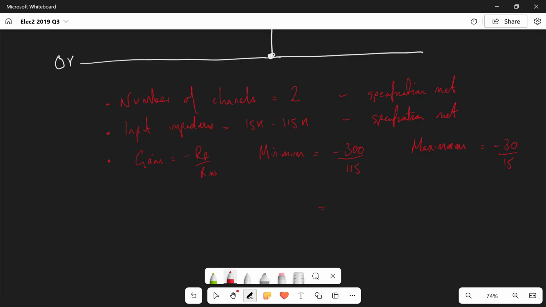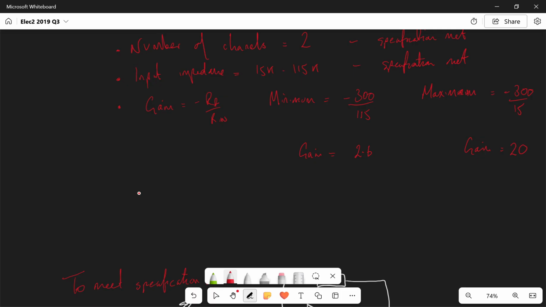Okay, so what values does this give? Well, 300 over 115, I believe, is 2.6. So the gain at minimum is going to be 2.6, and the gain at maximum, well, that should be 300 over 15, is going to be 20. Well, the specification was asking for a variable of 2 times to 20 times. And what does this mean? It means that the specification is not met.